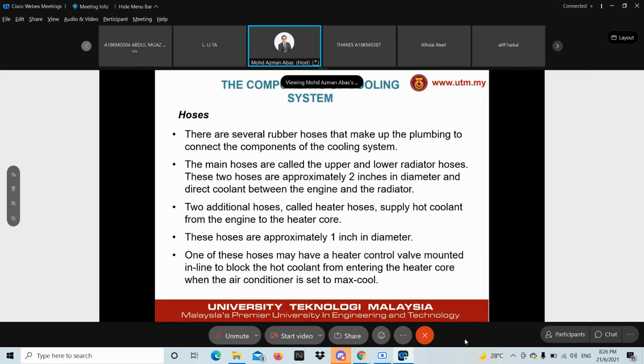So 2 additional hoses called heater hoses supply hot coolant from the engine to the heater core. So this is basically a typical additional system which they call the heater system. These are actually for cars that are marketed in cold climate countries. These hoses are approximately 1 inch in diameter. One of these hoses may have a heater control valve mounted in line to block the hot coolant from entering the heater core when the air conditioner is set to maximum cool.